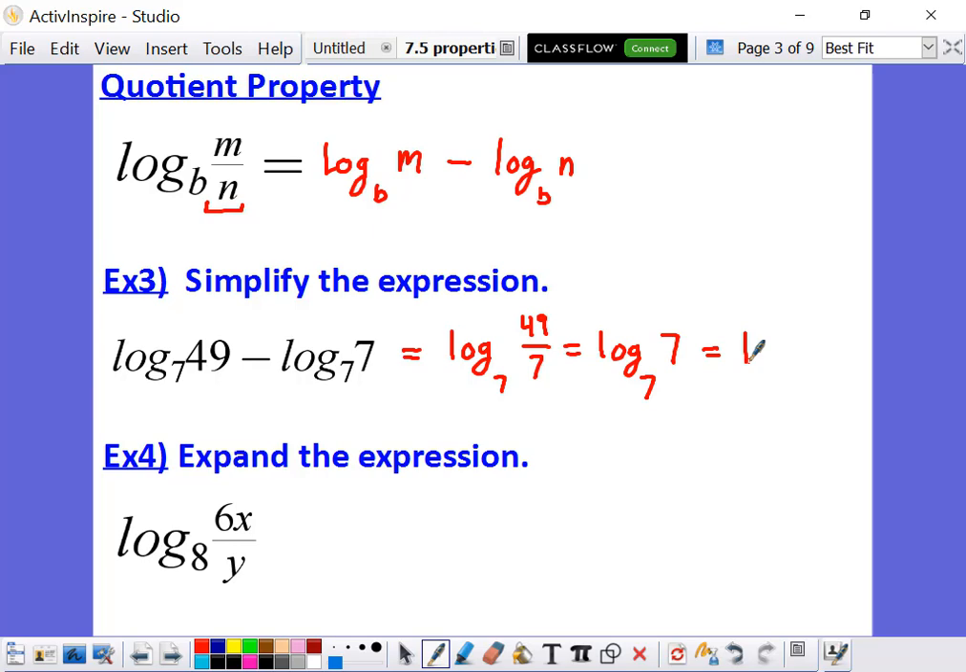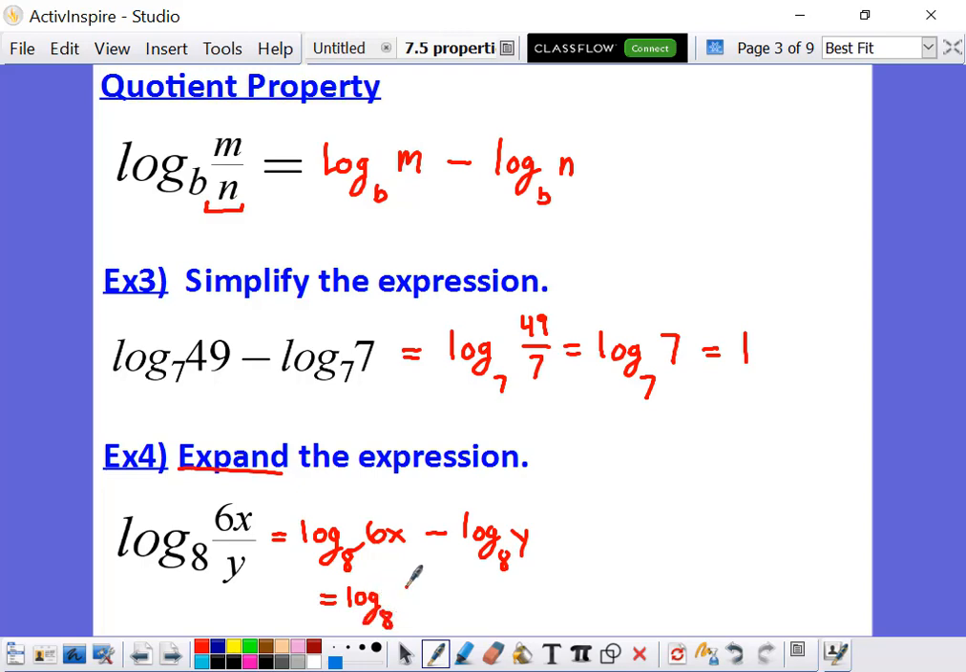If you look at example 4, there's that word expand again. Expand the expression. That means we're going to take this log and stretch it out to as many different logs as we can. So here I can already see that I'm going to use the quotient property. So we've got log base 8 of 6x minus log base 8 of y. Now you could stop here, but that's not actually expanded completely yet, because look at the first part, log base 8 of 6x. 6x is a product, so we can split that up into two logs.